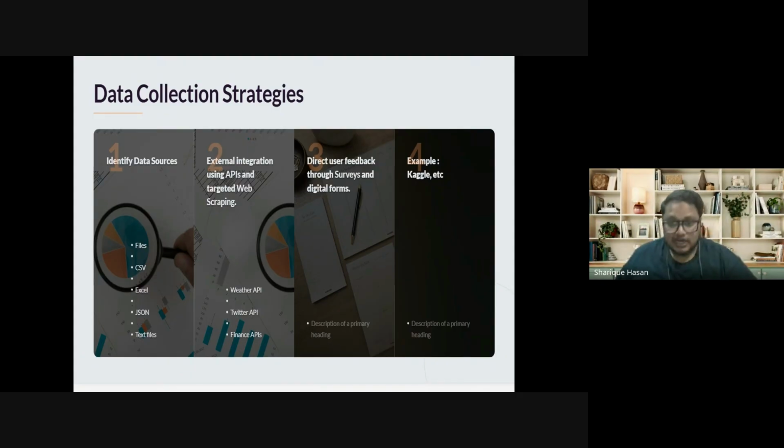I needed a data set, and I can't just randomly go and take any data set from the internet. So I got to know about the website called Kaggle, or many of you may already know it. Kaggle is a website where you can get data sets.